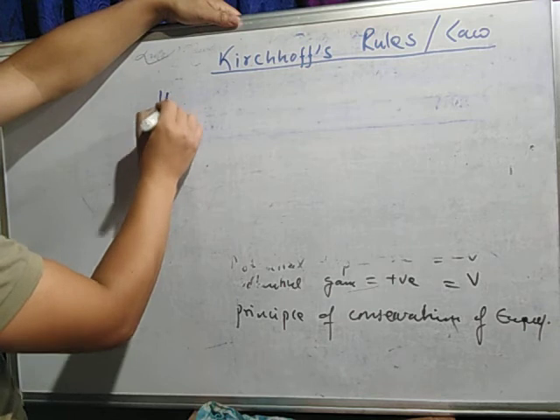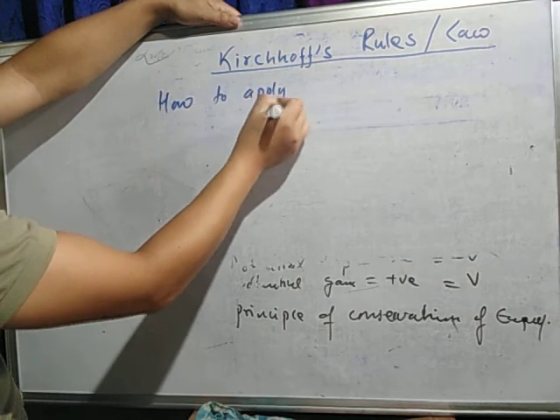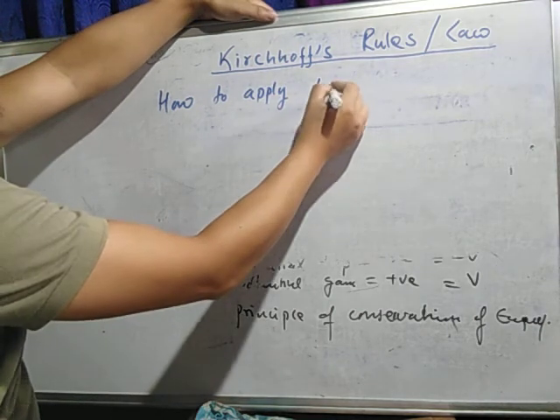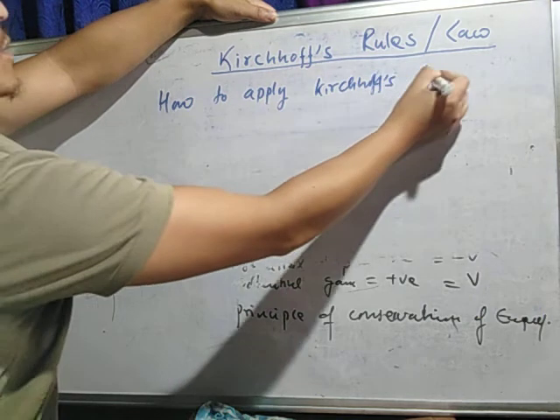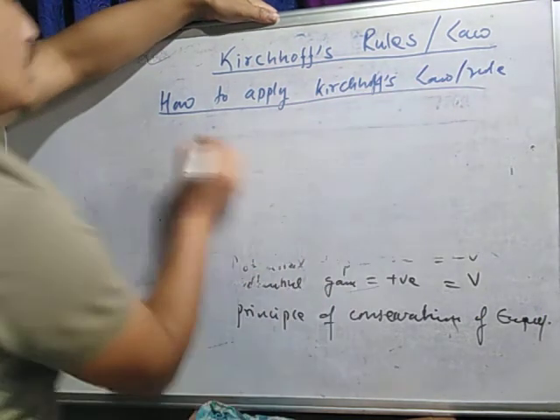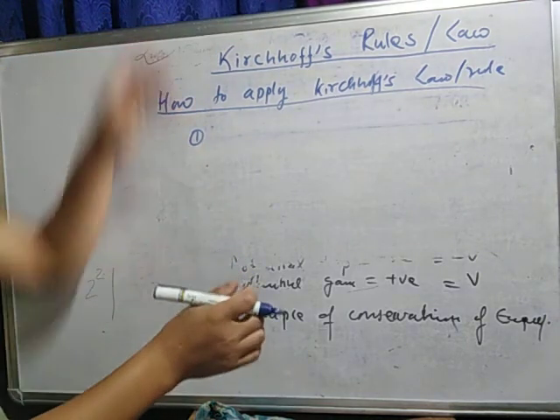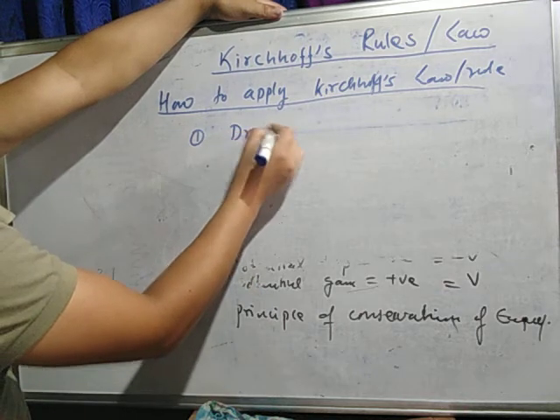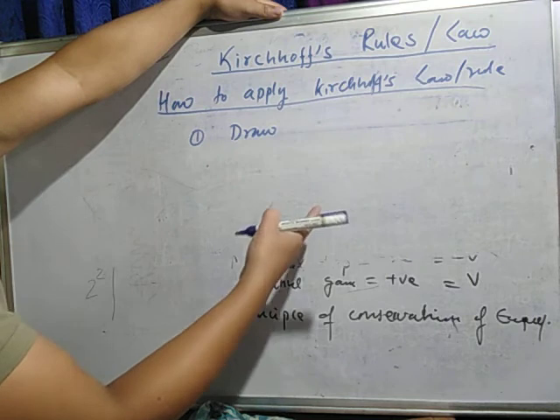Now you have read the rule. So how to apply. These are the steps, okay. How to apply Kirchhoff's law, or you can write rule, clear. So first step you have to go with the junction, okay. So draw current from, draw means you have to take your current from any circuit, okay.